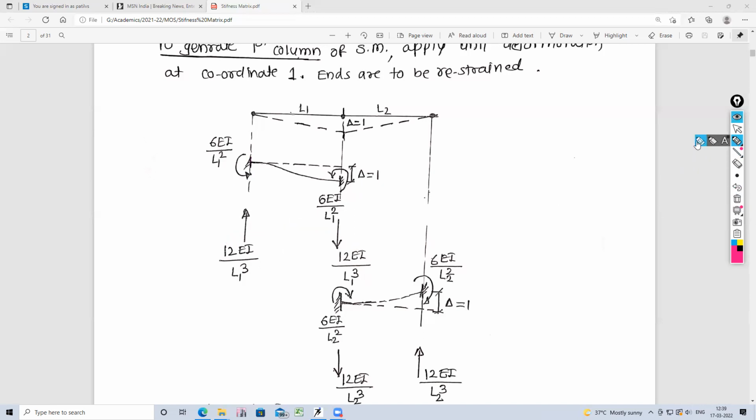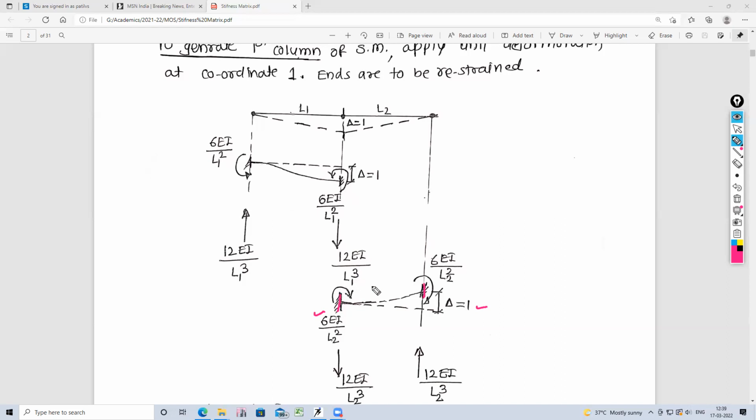Similarly, the internal forces in the second part. Now in the second part, this end is at a lower level, this at the upper level. So this is lower by an amount equal to delta. The end which is at a lower level, there the sinking moment is of sagging nature. So it is equal to 6 EI upon L2 square, 6 EI upon L2 square.